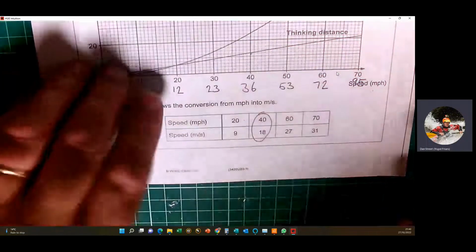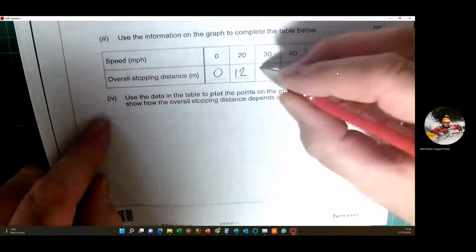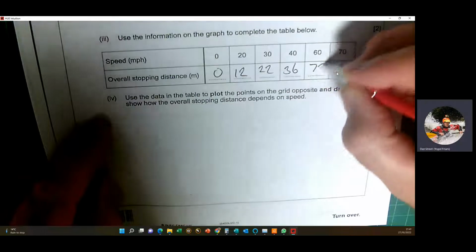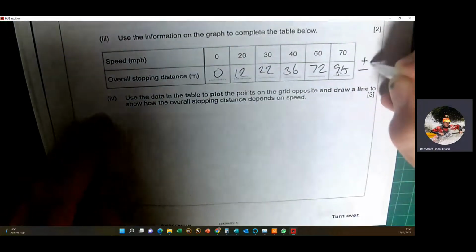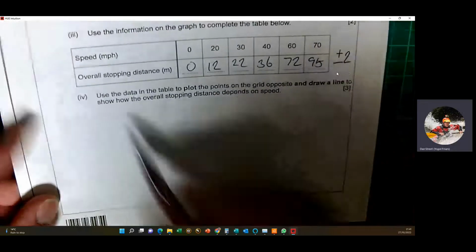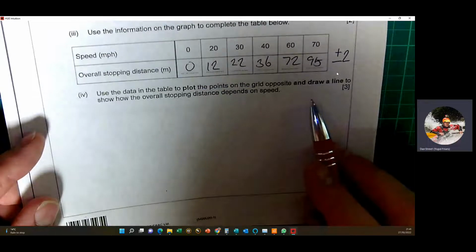Okay, so if you transfer these figures into your table, next page. So 0, 12, 22, 36, 72, and 95. And I gave you a plus or minus 2 there, in order to be a bit fair. Then we need to plot these points on the grid to draw a line to show how the overall stopping distance depends on speed.